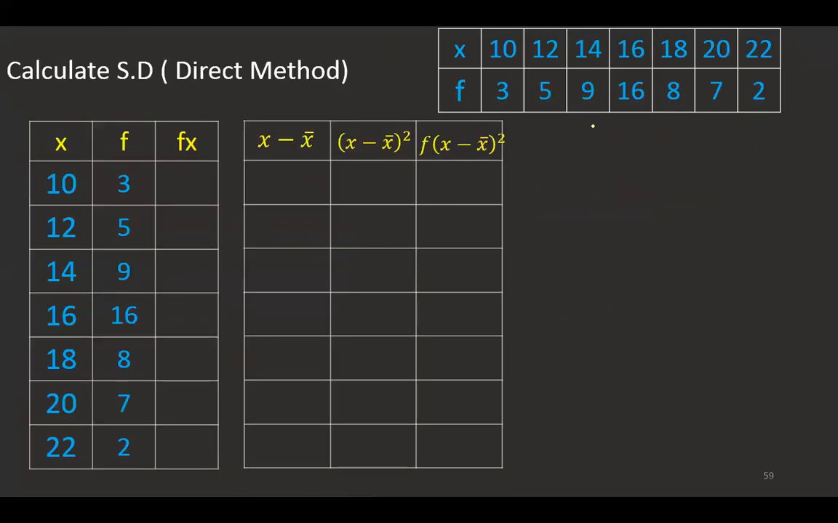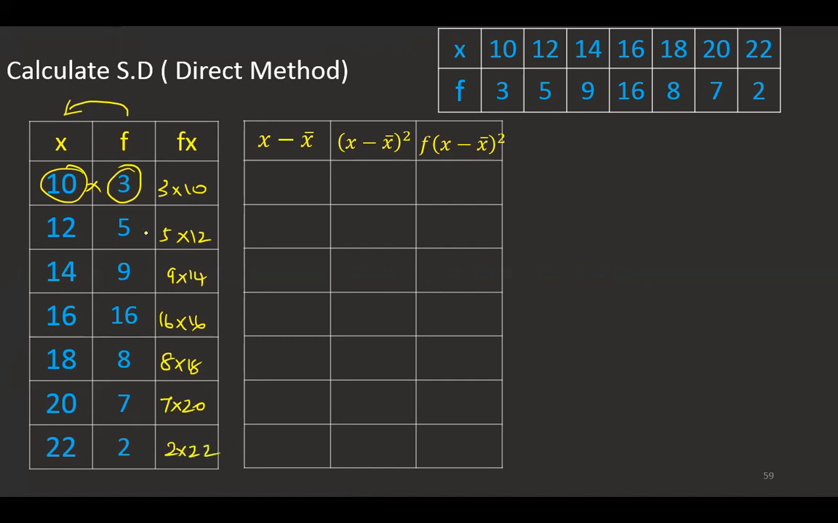Now this is the discrete series given here. What you are going to do is write this first, inside. See, x is written and f is written as usual. I am going to calculate fx. How to calculate fx? I'm going to multiply this f with this x. So 3 is multiplied with 10, so this will be 3 into 10. Here this will be 5 into 12. This will be 9 into 14. This will be 16 into 16. This will be 18 into 18. This will be 7 into 20. This will be 2 into 22.